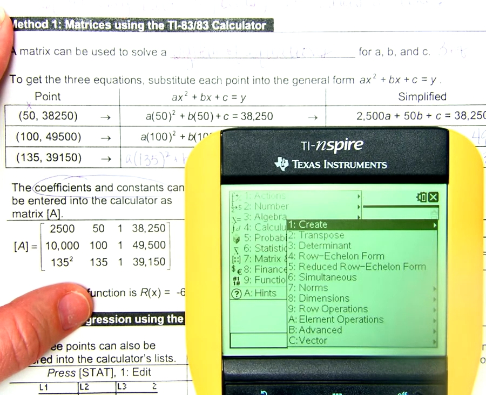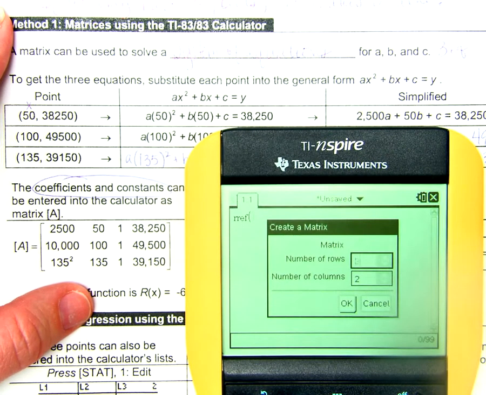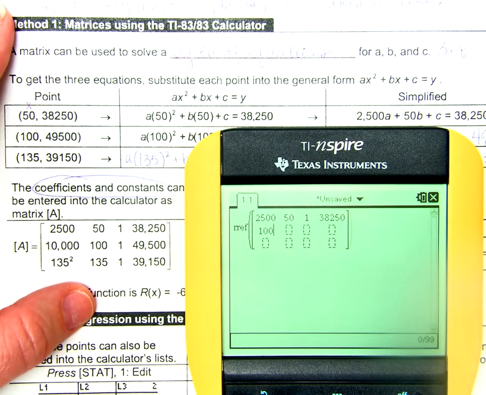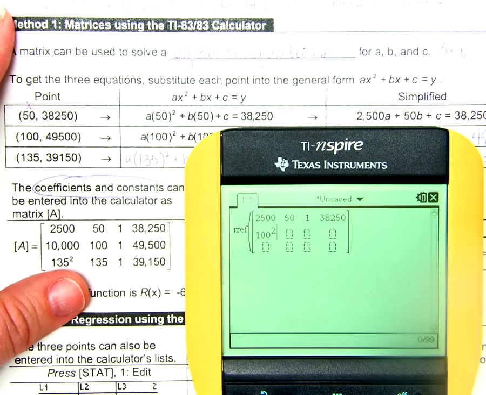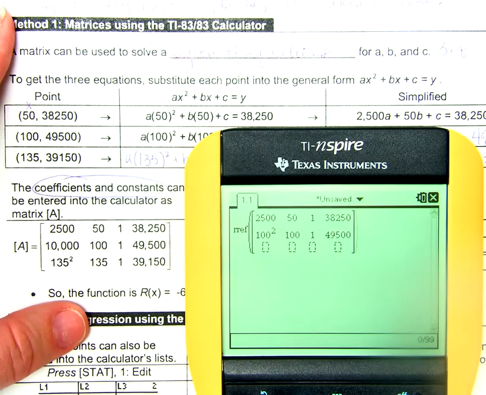Matrix, reduced row echelon form, menu, matrix, create a matrix that is a 3 by 4. So we're here, yes? So 2,500, tab 50, tab 1, tab 38,250, tab. Ooh, I'm going to be a cheater, and I'm just going to put in 100 squared. 100, 1, 49,500.